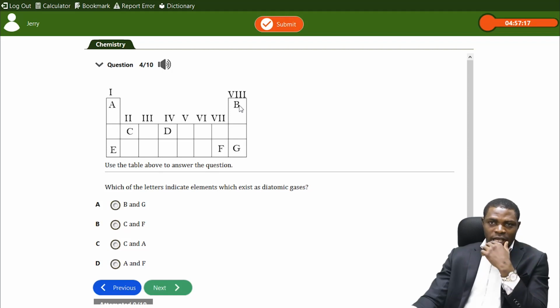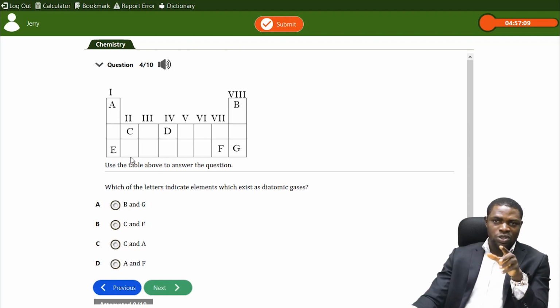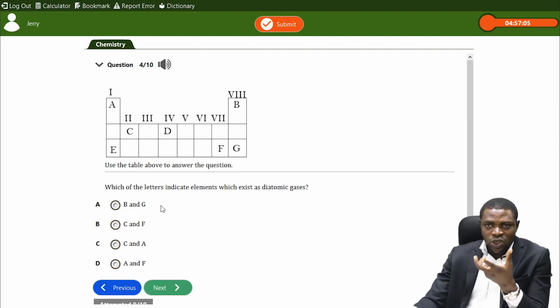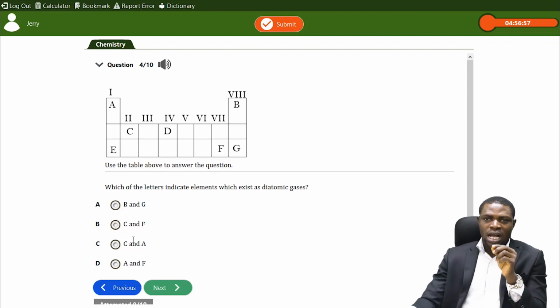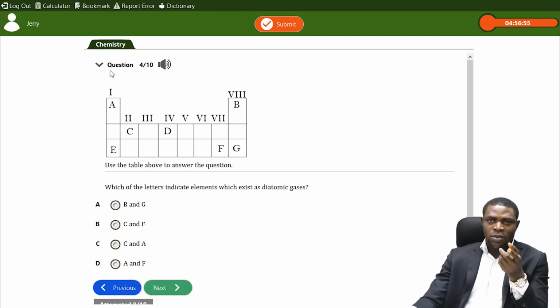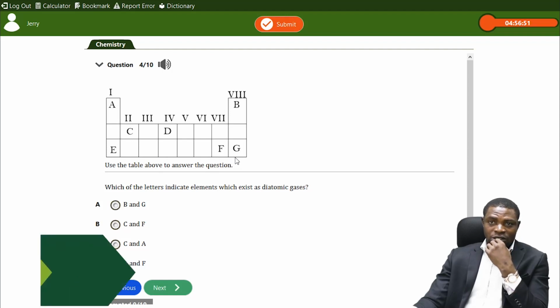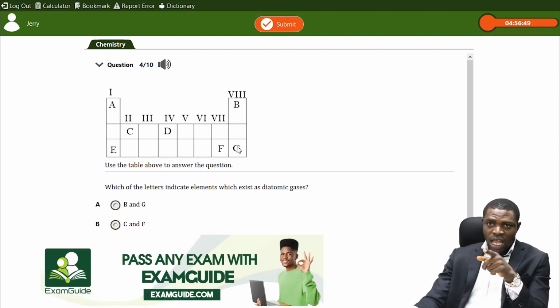Then you go ahead, still looking at the first line and the second line. If you have helium, you have lithium, you have beryllium, boron, carbon. It means D is carbon. Then nitrogen, oxygen, fluorine, neon, sodium, it means E is sodium. Then you go ahead. Now, the question is which of the letters indicates an element which exists as a diatomic gas? B and G, was A. That is A, helium, hydrogen, and G, the last element there.